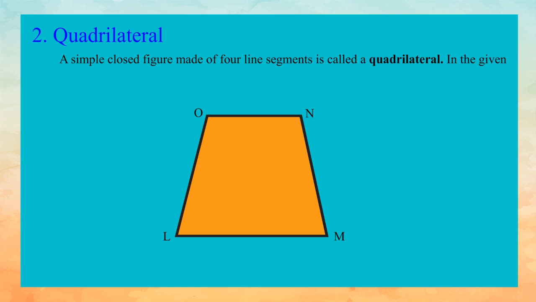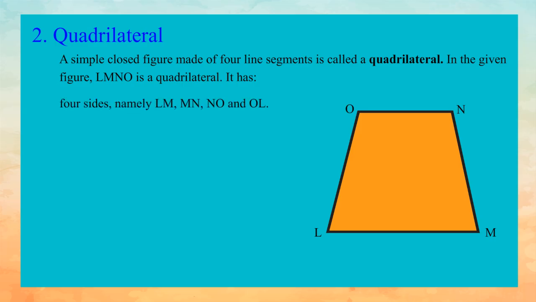2. Quadrilateral. A simple closed figure made of four line segments is called a quadrilateral. In the given figure, LMNO is a quadrilateral. It has four sides, namely LM, MN, NO and OL. Four vertices, namely L, M, N and O.